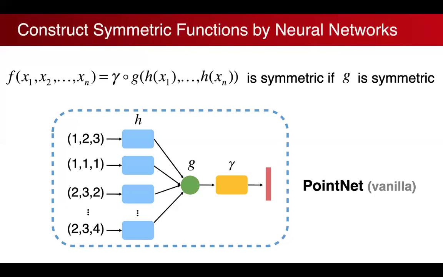And so if this g is symmetric and the other elements are neural networks, then the entire result of this network will be invariant to operations of permutation, and the network will inherit the property of this symmetric function. This is what we call the vanilla PointNet. It's the basis for processing point sets and preserving invariance under permutation.